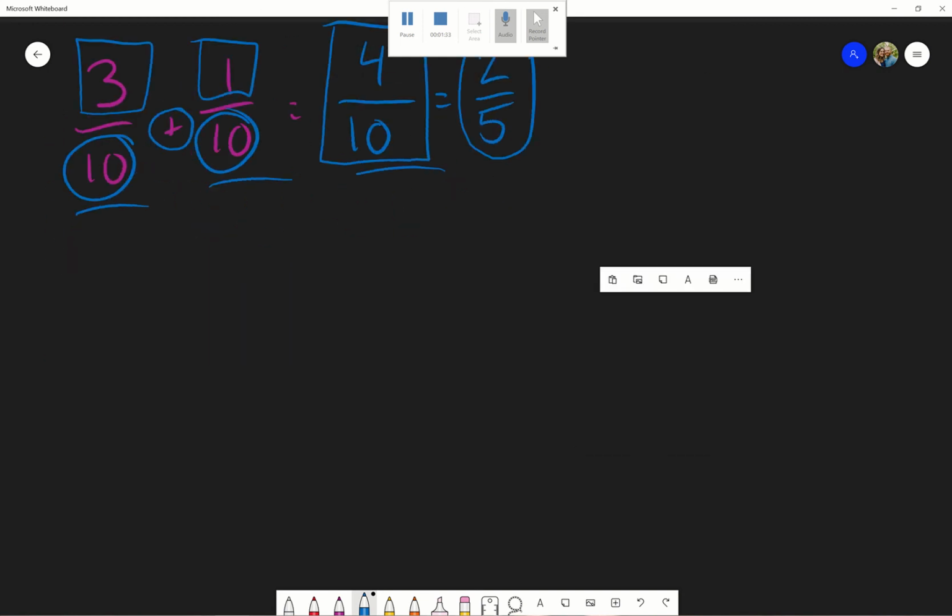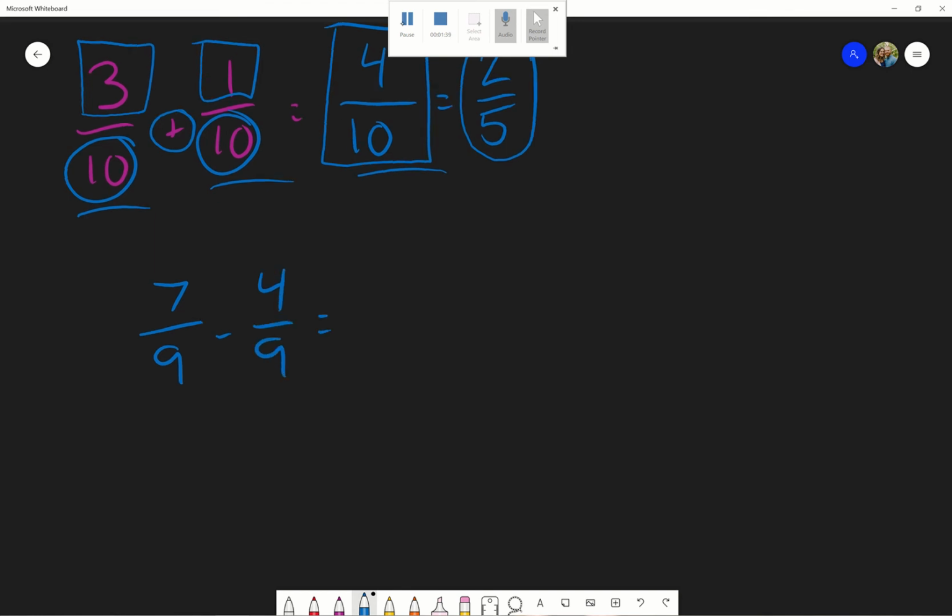We have something like 7/9 minus 4/9. Denominators are the same here, 9 and 9. That gives us a fraction with the denominator 9. 7 minus 4 is 3. 3/9 simplifies to 1/3. And there is our answer. It's as easy peasy, lemon squeezy as that.